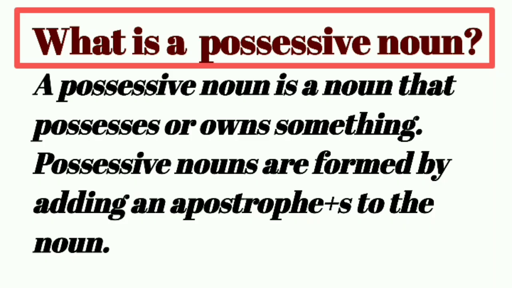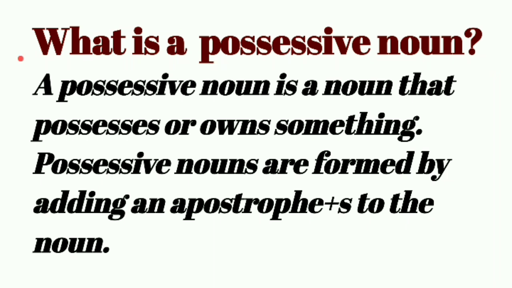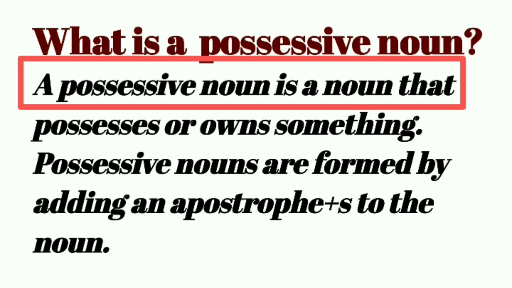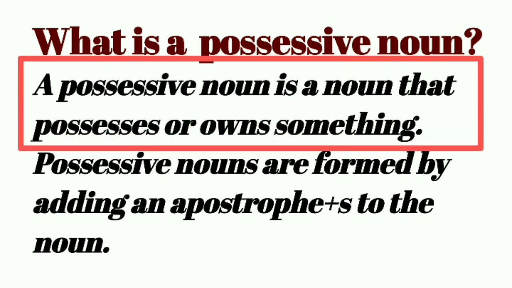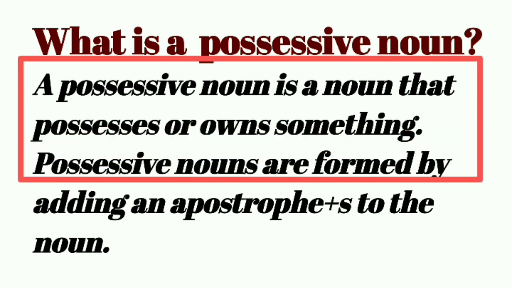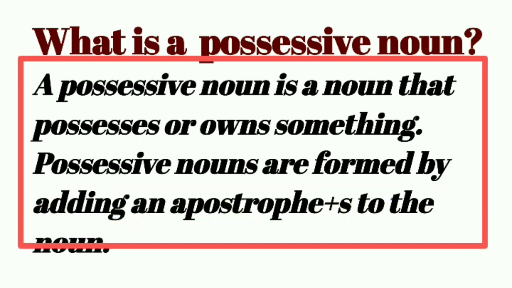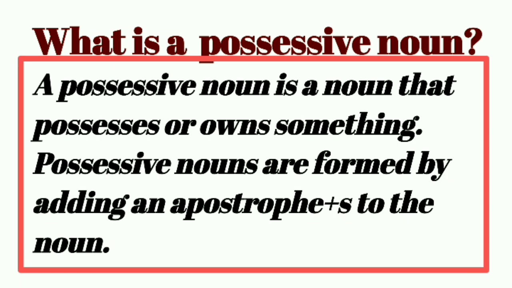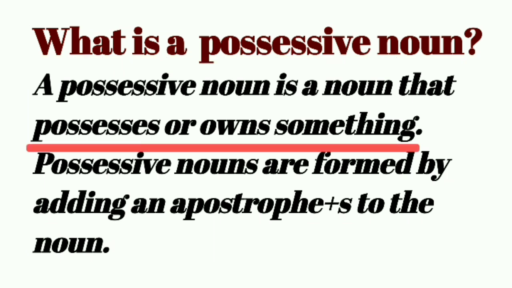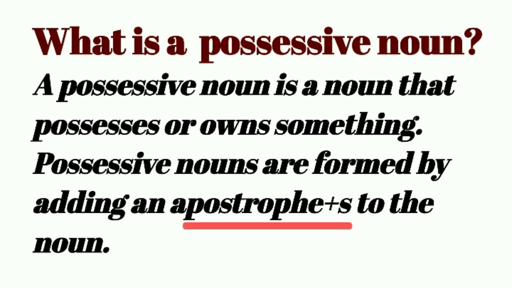First of all, it would be better to define what a possessive noun is. A possessive noun is a noun that possesses or owns something. Possessive nouns are formed by adding an apostrophe and the letter S to the noun. It means that possessive nouns are used to show possession or ownership. These nouns are formed by adding an apostrophe and the letter S at the end of nouns.